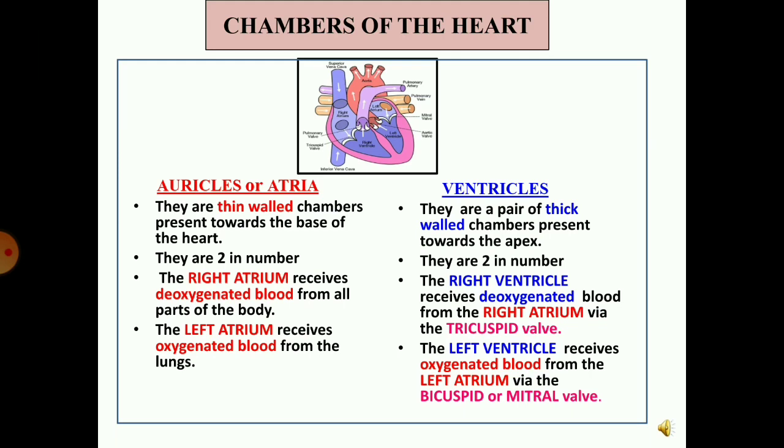Ventricles. They are a pair of thick-walled chambers. They are present towards the apex on the lower side. They are 2 in number and they receive blood: the right ventricle receives deoxygenated blood from the right atrium via the tricuspid valve, and the left ventricle receives the oxygenated blood from the left atrium via the bicuspid or the mitral valve.